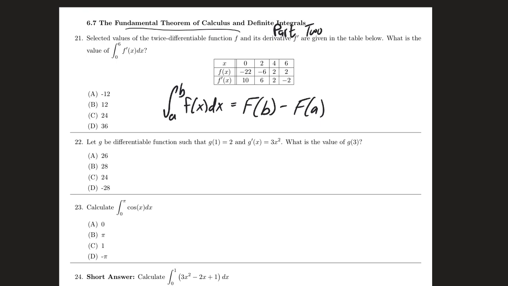So if I want to find the integral of f prime of x, I go backwards. I do an antiderivative. I retreat from the derivative to the original function, and I plug in the top, and I plug in the bottom. f of 6 is 2, f of 0 is negative 22, and I get 24. So this is the direct application of the fundamental theorem.